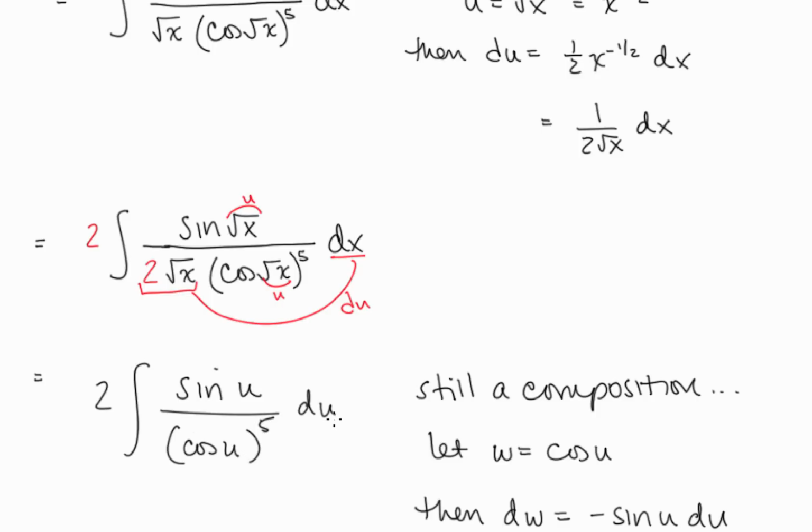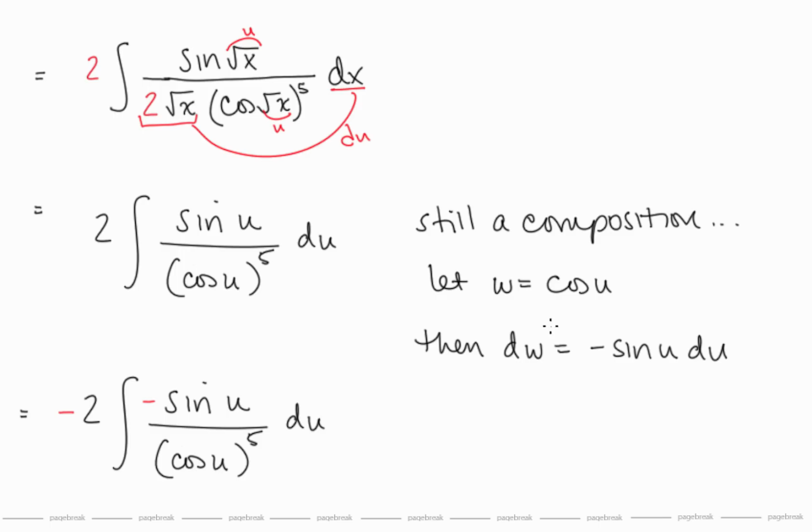Okay, but this is still a composition. It's still not a basic integral. So what's the composition we see here? We see cosine u inside the function that takes to the 5th power. So let w equal cosine u. Then dw is negative sine u du. We have to adjust by a negative sign here, so we have a negative on the inside and then a negative on the outside. And now we can rewrite this integral in terms of w.